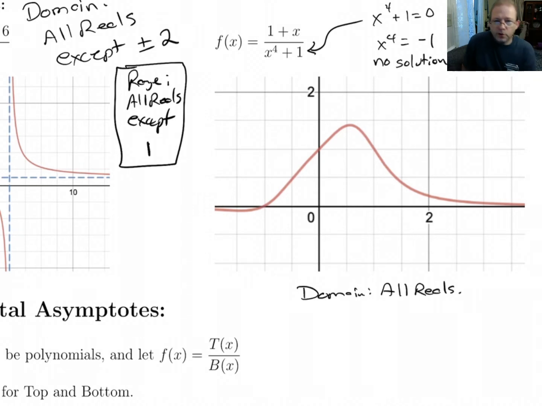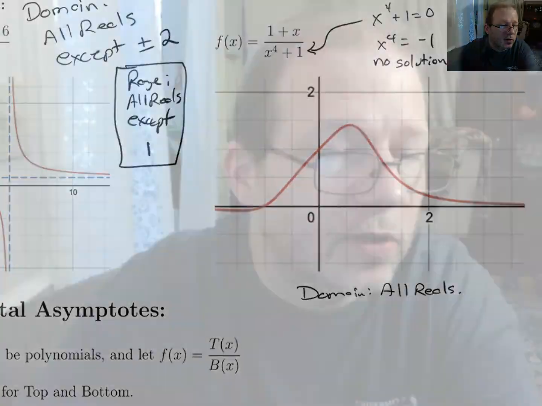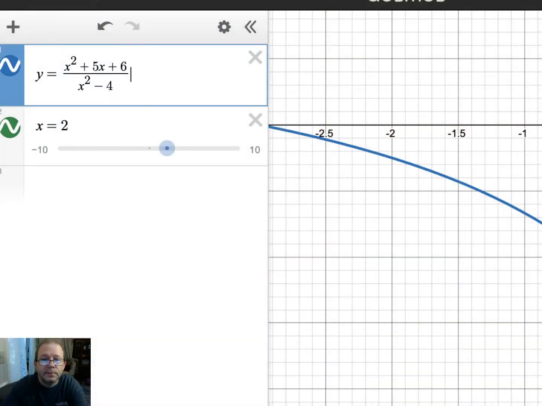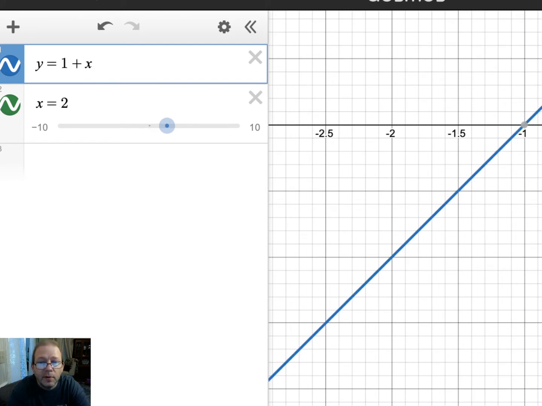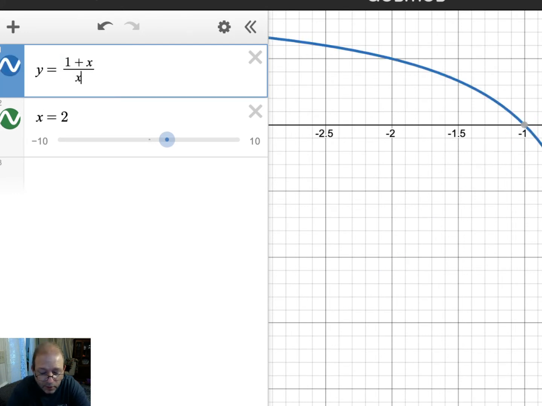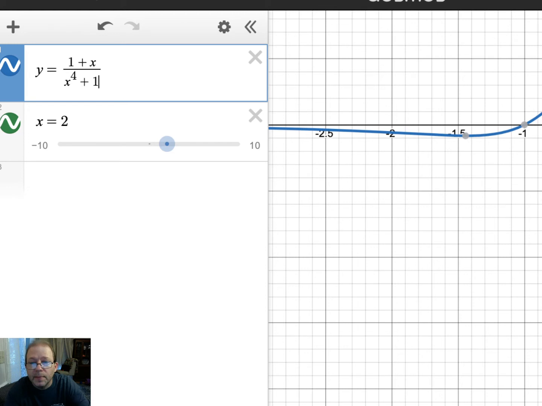Now the range on this one is difficult to find. Actually, we're not going to figure out what the range is. Notice this one has an asymptote as well at 1. Let's look at this one on Desmos and compare it. Let's see, 1 plus x on top, x to the 4th plus 1 on bottom.